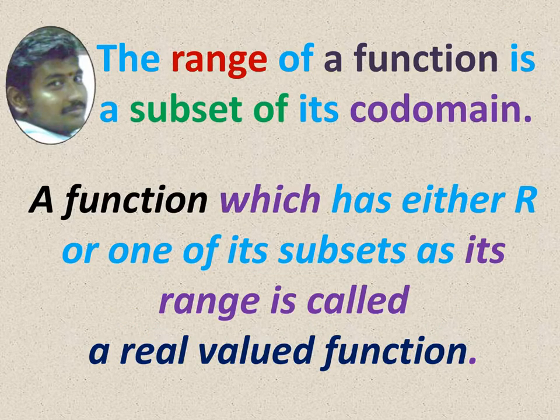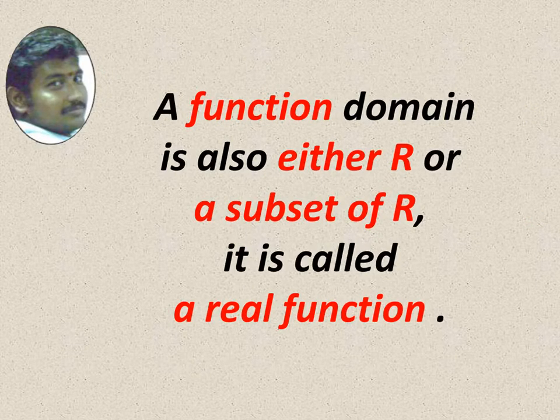The range of a function is a subset of its codomain. Always the range of a function is a subset of its codomain, not the domain, codomain. A function whose domain and codomain are subsets of the real numbers is called a real function.